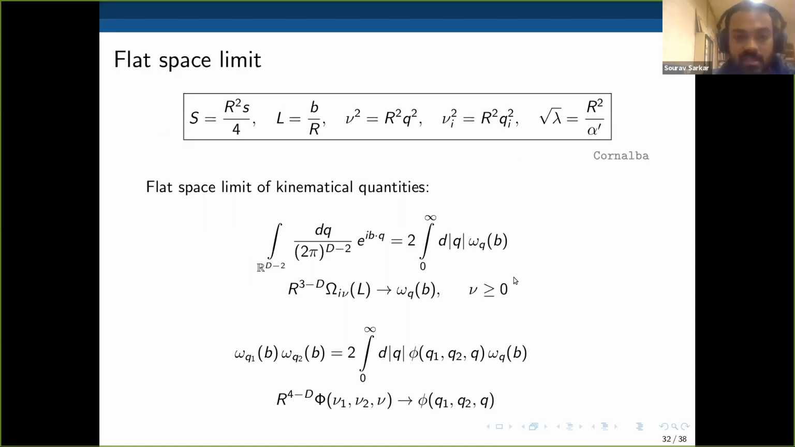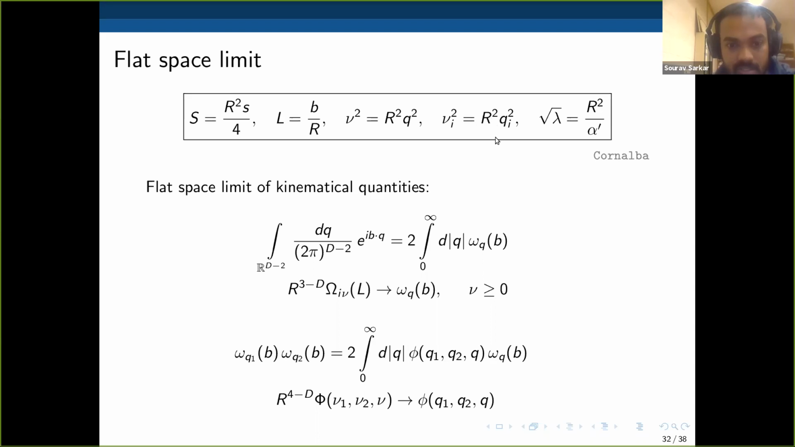So now let's see how we exactly take the flat space limit. This flat space limit prescription works in the Regge limit. It was given by Komargodski and Maldacena. So we scale the variables in this way.